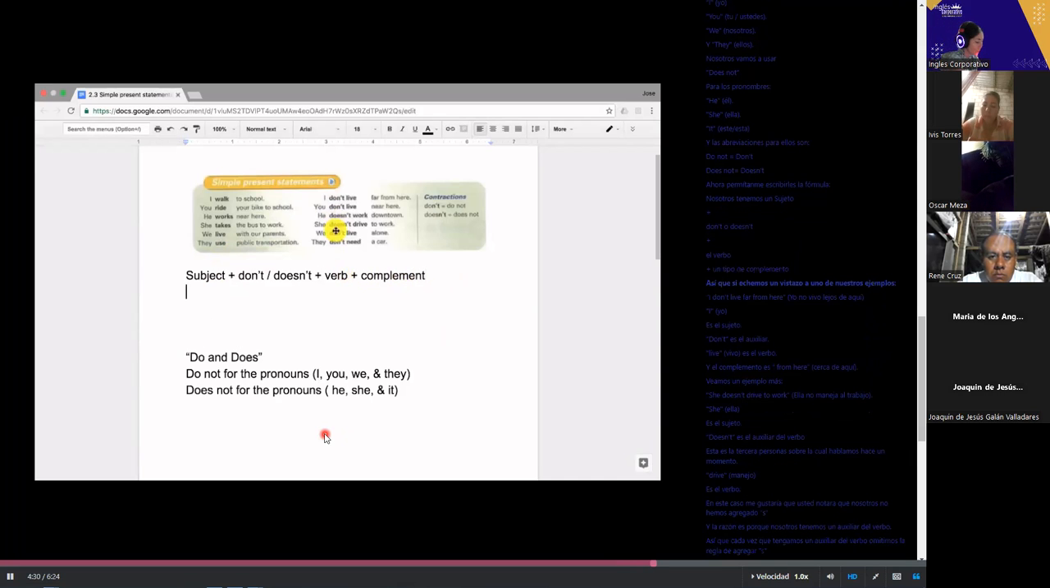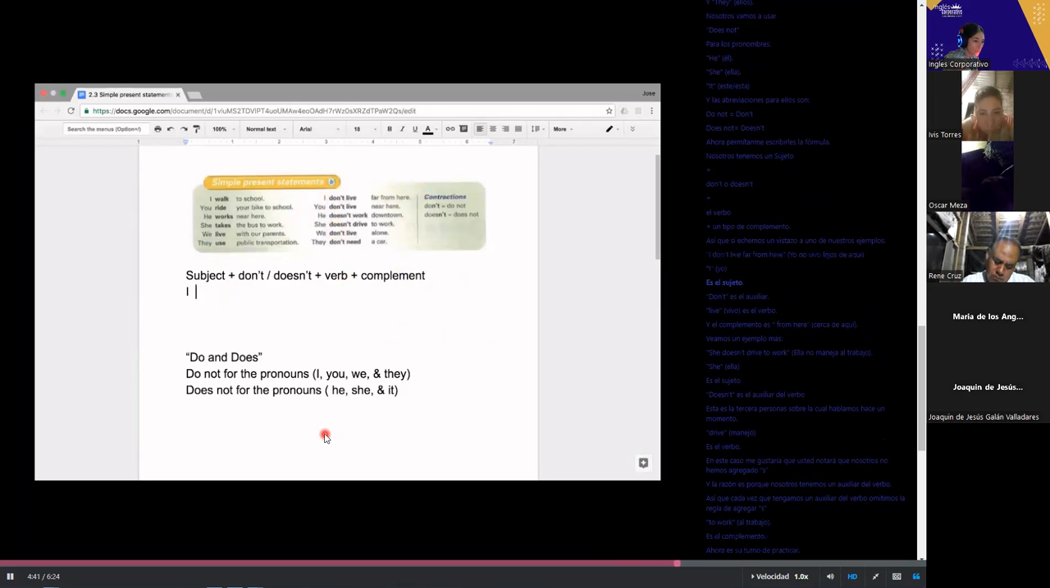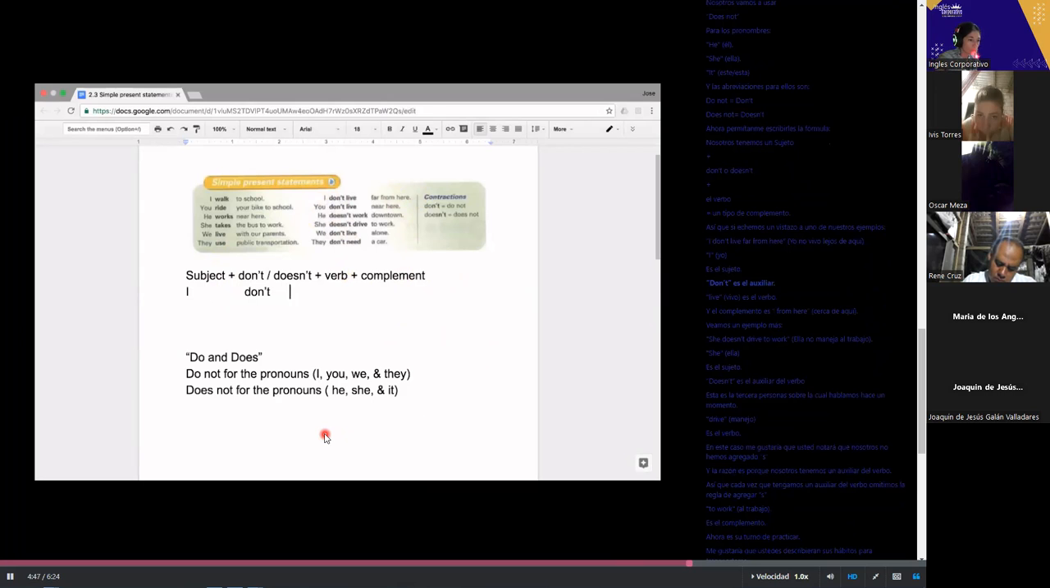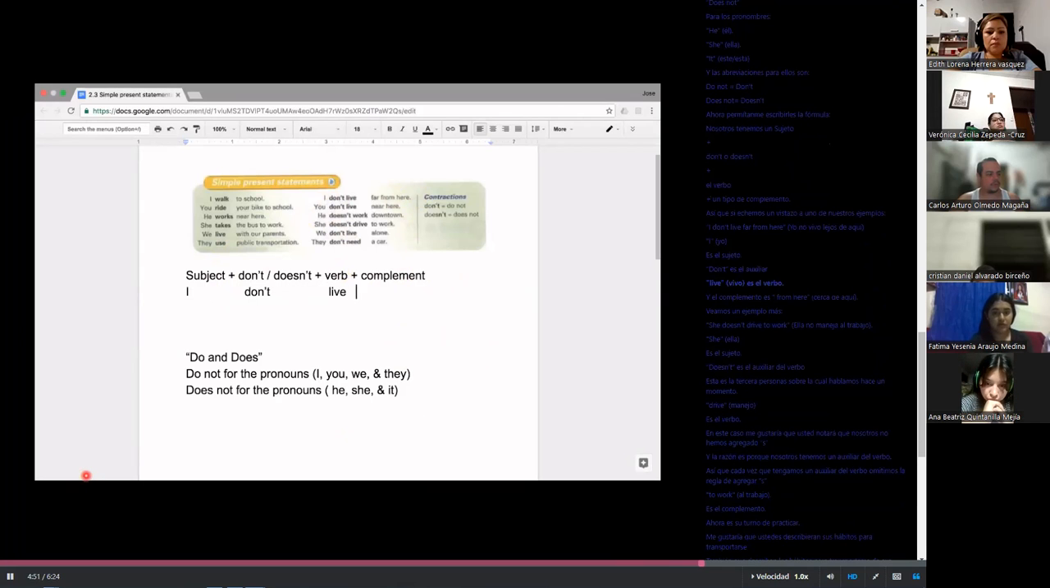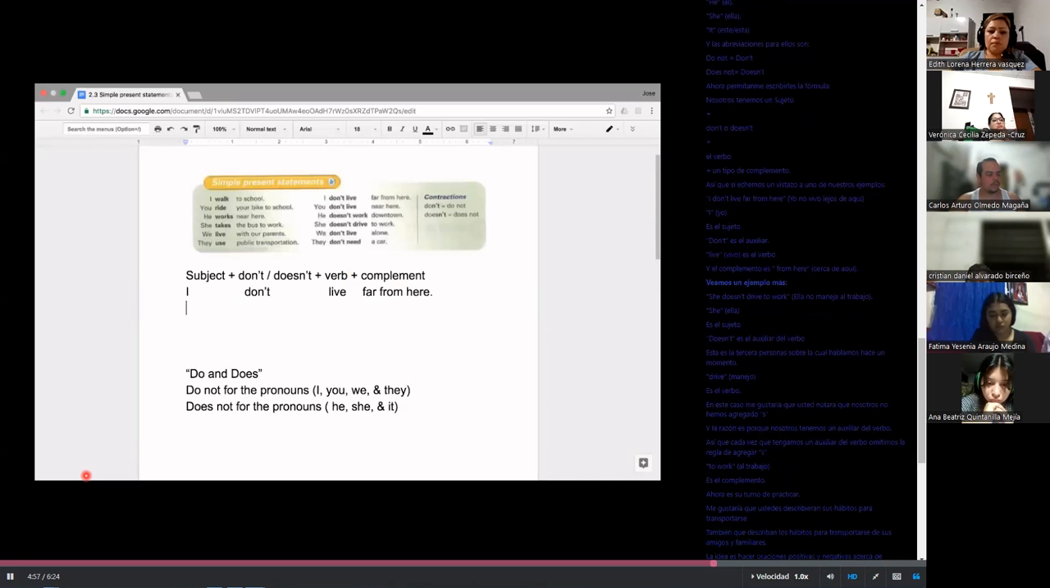So if we take a look at one of our examples, I don't live far from here. I is the subject. Don't is the auxiliary verb. Live is the verb. And then the complement is far from here. Let's take a look at one more example.